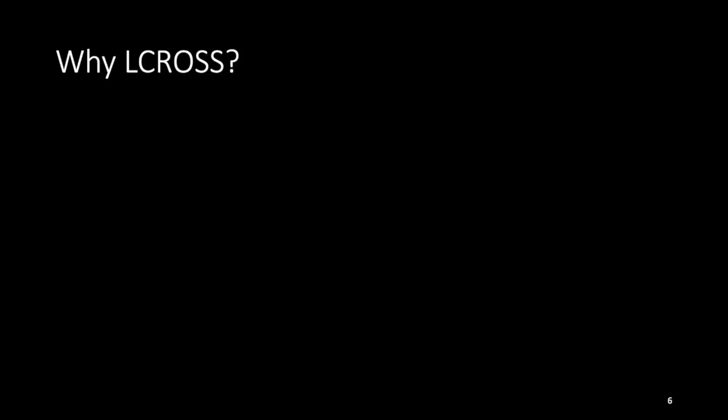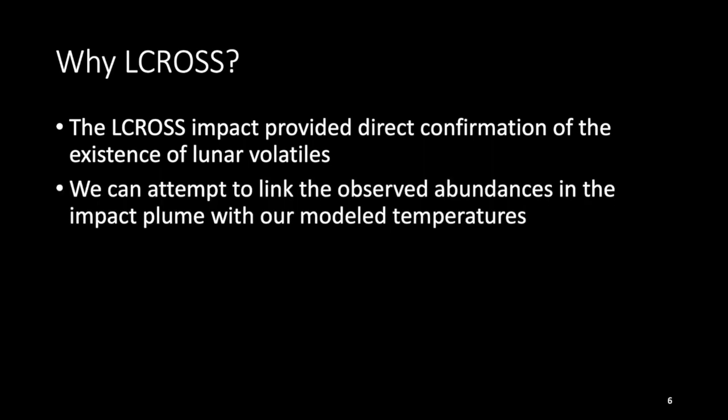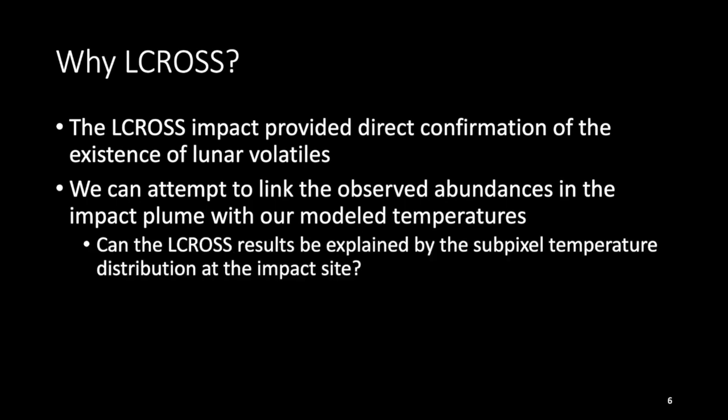You may recall from my title that I am focusing on the LCROSS impact site. This is because the LCROSS impact provided direct confirmation of the existence of lunar volatiles, meaning that we can attempt to link the observed abundances in the impact plume with our model temperatures. In effect, we are attempting to answer the question of whether or not the LCROSS results can be explained by the subpixel temperature distribution at the impact site.